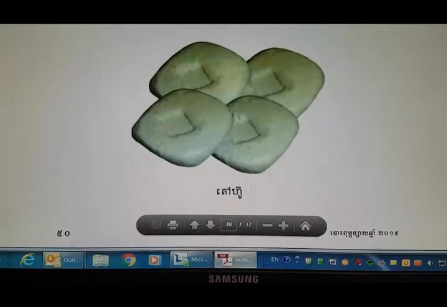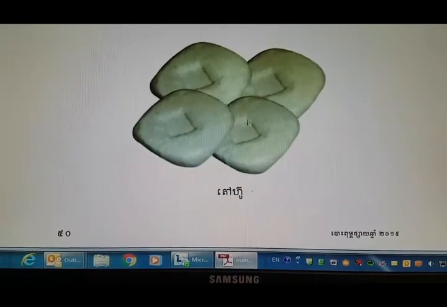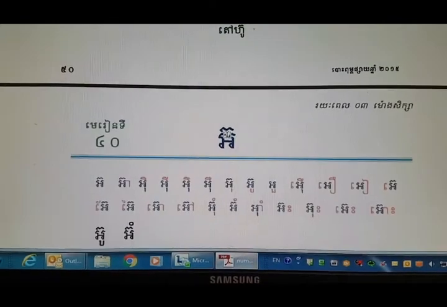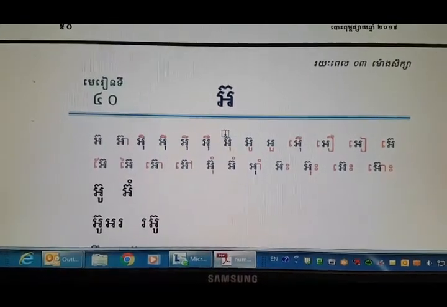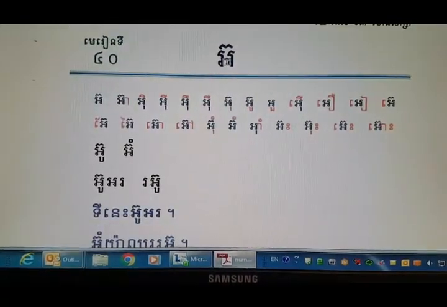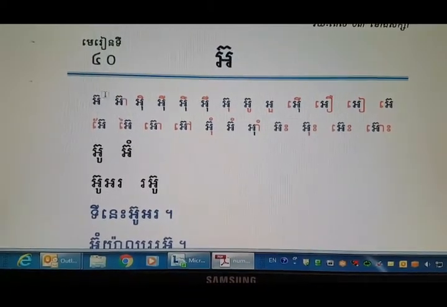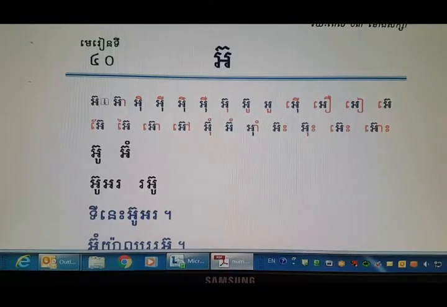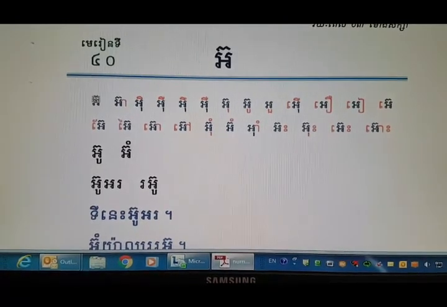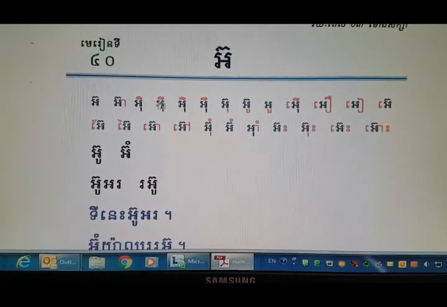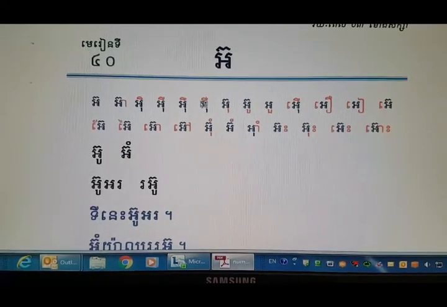So tau hu is like tofu. Next, o. The o sound is first series. So when you put trace up, o with trace up.